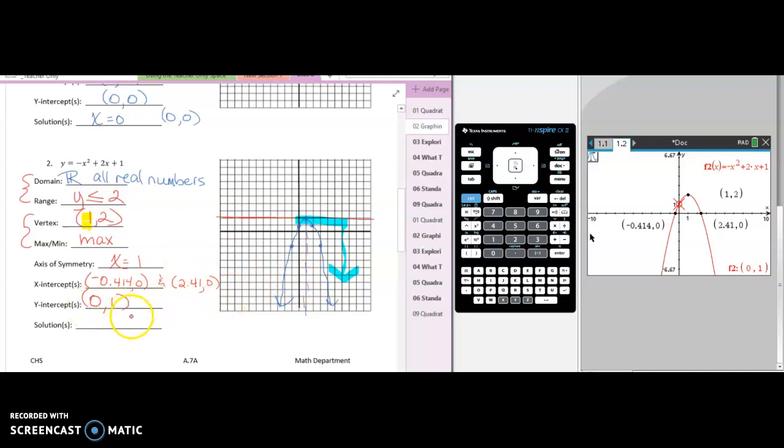And then for our solutions, we know that our solutions are the same thing as our x-intercepts, right? So our solutions are x equals negative 0.414. I'm going to put a 1 in the middle there. And x equals 2.41. Not too bad, right?